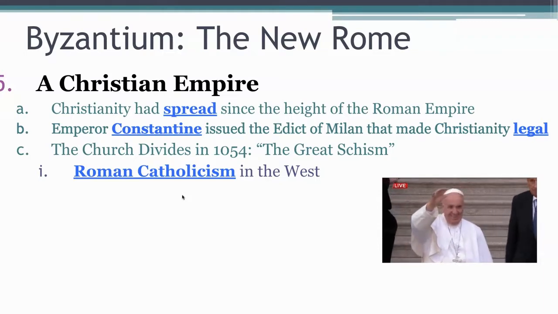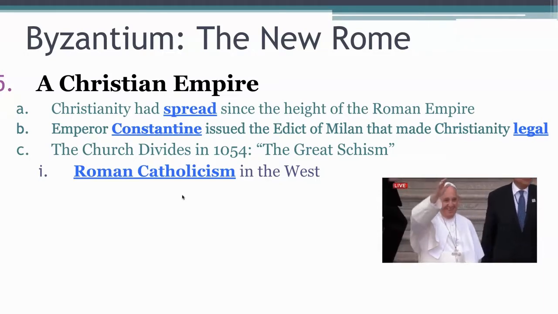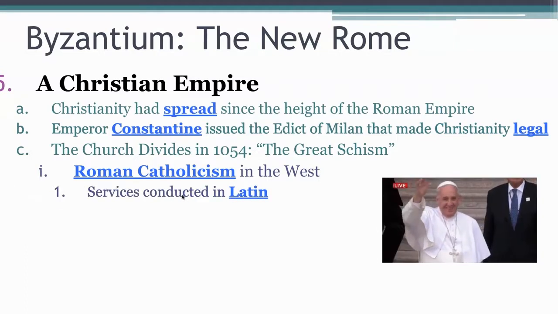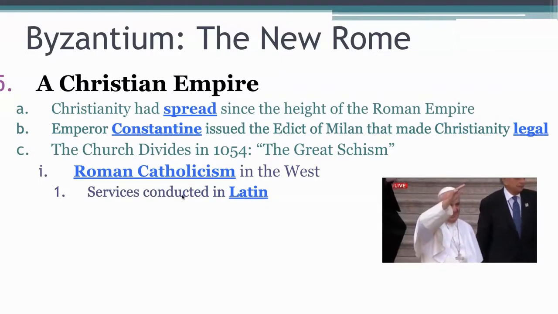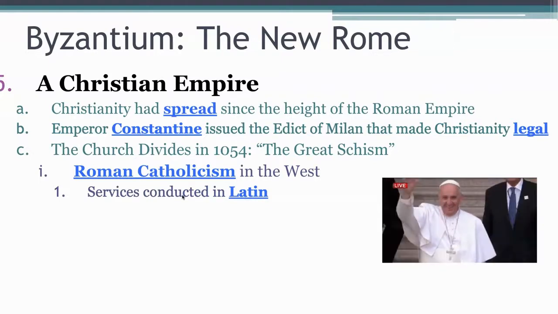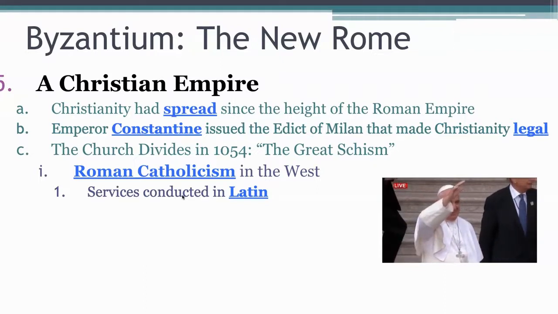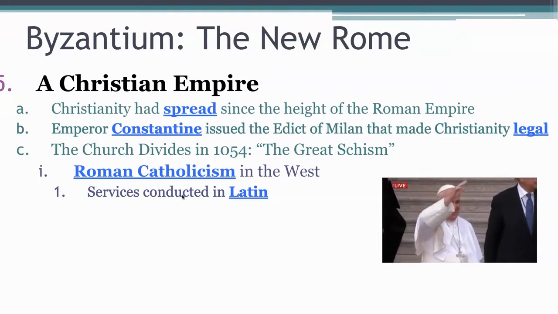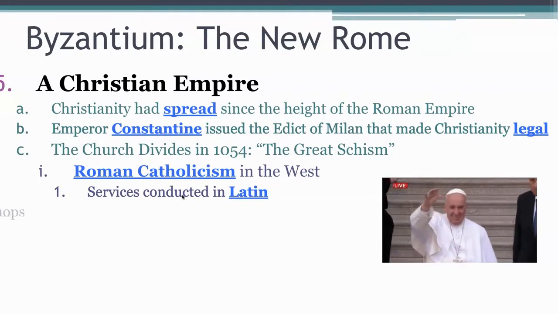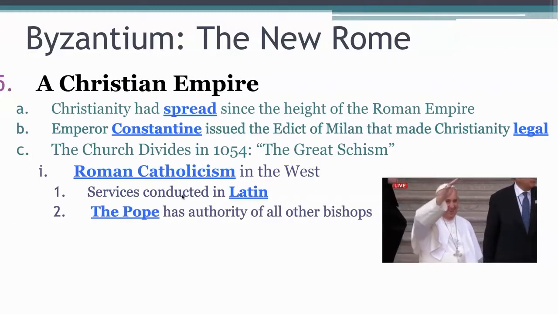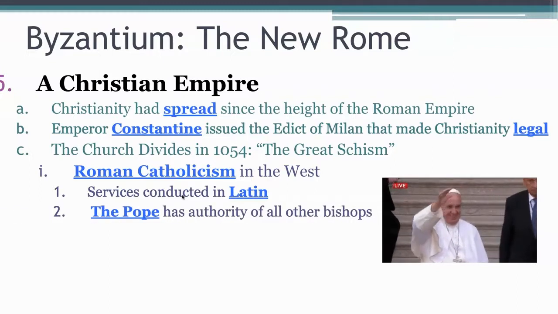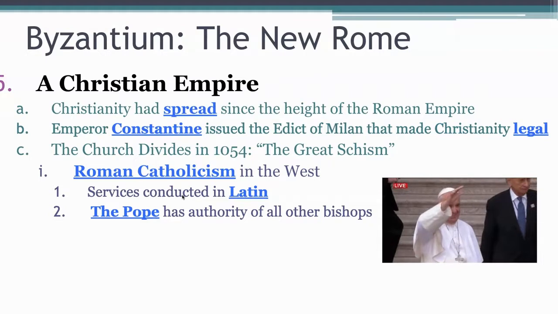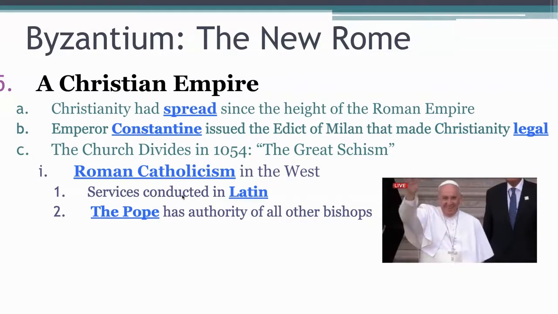In the West, you have the Roman Catholic Church, also known as Roman Catholicism. Of course, as you can probably guess, since Latin was the main language over there, most of the services were conducted in Latin. And that was true for hundreds of years. That has changed in the modern world, but a lot of Roman Catholic churches were basically centered on using Latin. The Pope, as you can see here, has authority over all other bishops. We'll talk a lot about the powers of the Pope second semester, but the Pope is the leader of the Roman Catholic Church.